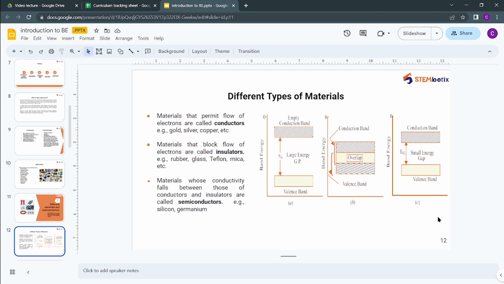Then there are insulators. As the name suggests, insulators are the materials which block or resist the flow of electrons. So the materials that block the flow of electrons are called insulators, and some examples are rubber, glass, Teflon, mica, etc. So these are the materials through which you can make insulators.